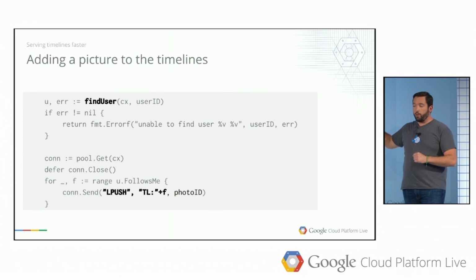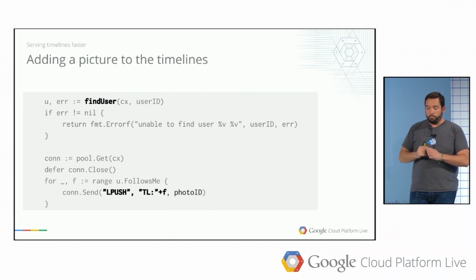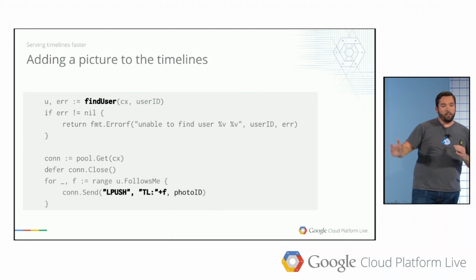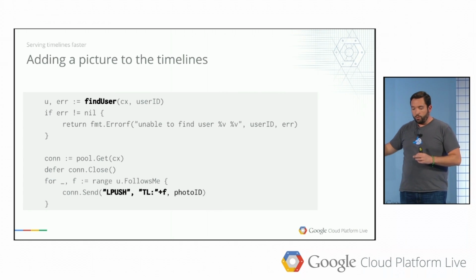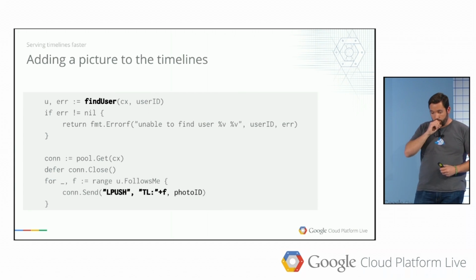We will create a new connection to our Redis instance, and we will do lpush. So lpush is this operation where we're going to add the photo ID to the beginning of the list of images that the user should see, user F, which is in the follows me list.